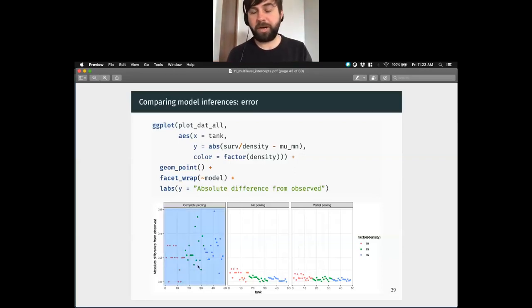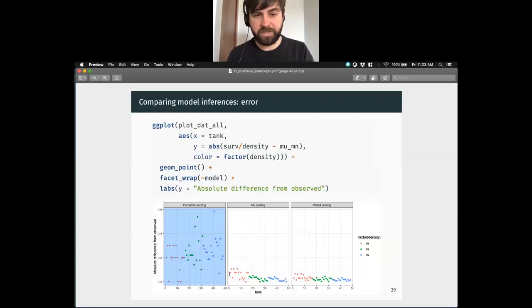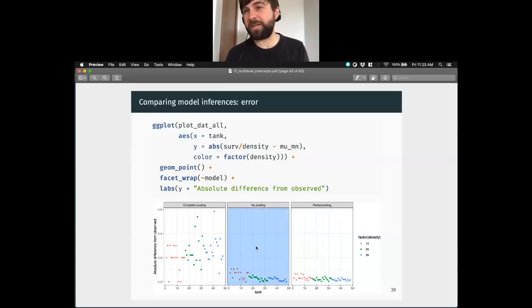So for the complete pooling model, obviously we've got a ton of error. When we look at the gap between these points and these points, except for those that are close to the mean, our error is really high. The no pooling model has much less error than the complete pooling model. But the partial pooling model has less error still. At the same time as it has less error on the observed, it will also have less predictive error, because it shrinks those estimates in a way that's adaptive. So it could be the case that our prior here was shrinking things toward our prior, but our prior wasn't really informed by the data.